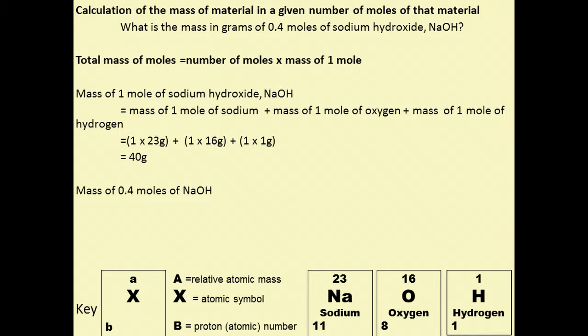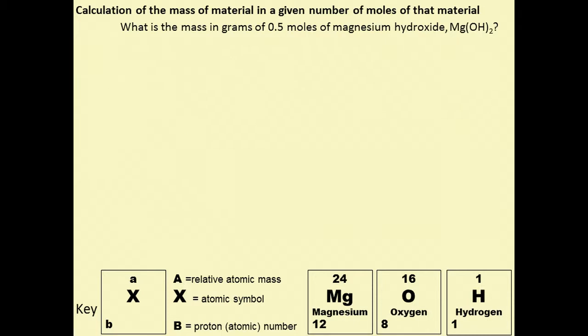The mass of 0.4 moles of sodium hydroxide is going to be equal to the number of moles multiplied by the mass of 1 mole. So 40 grams for 1 mole multiplied by 0.4, giving us a total mass of 16 grams. The final example of this question type is: what is the mass in grams of 0.5 moles of magnesium hydroxide? Try solving this question for yourself and then go through this example.